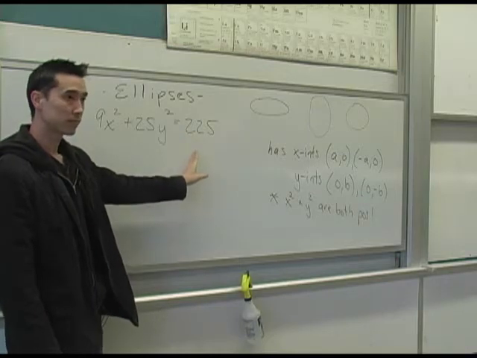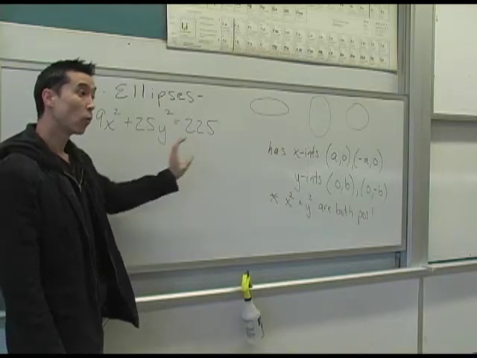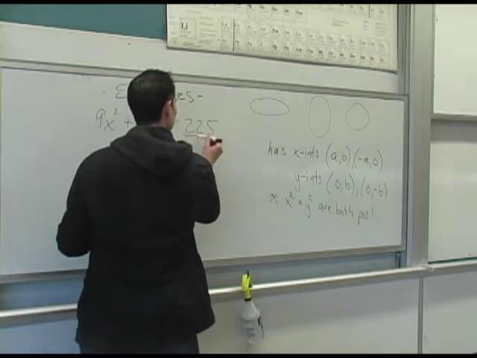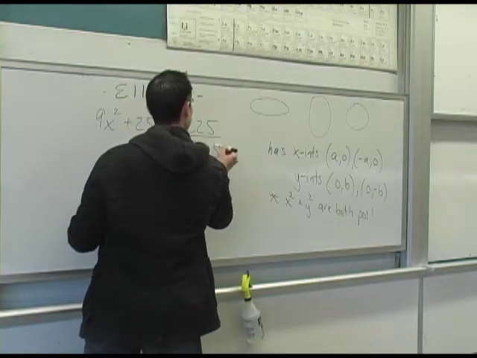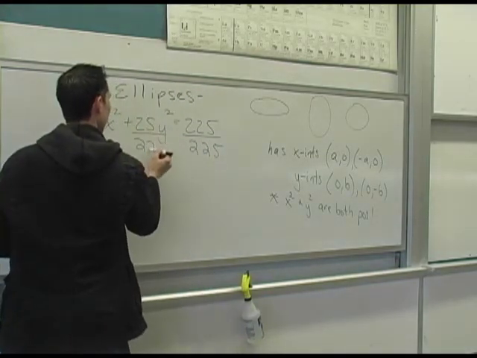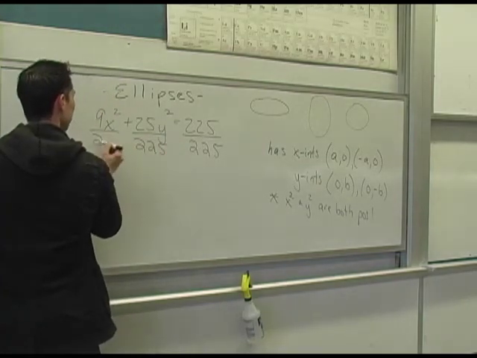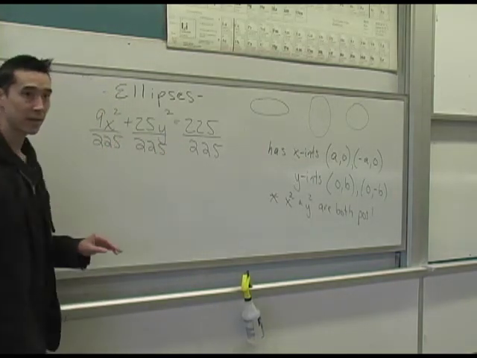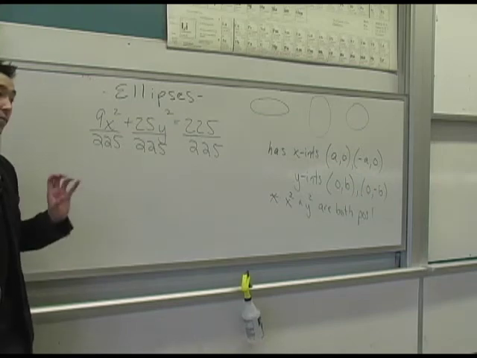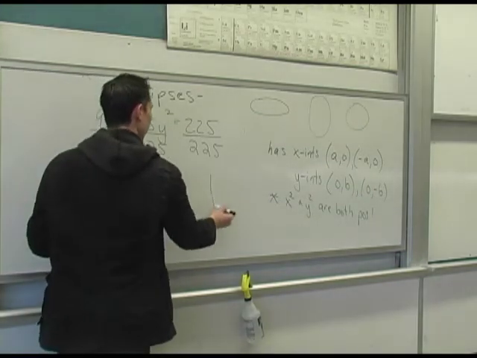What number? 1, okay? So to get a 1, what I'll have to do is divide each of these by 225. Because I got to get that 1 on the right-hand side. Okay? Because I'm trying to get it to fit that form exactly. So now I have a 1 over here.